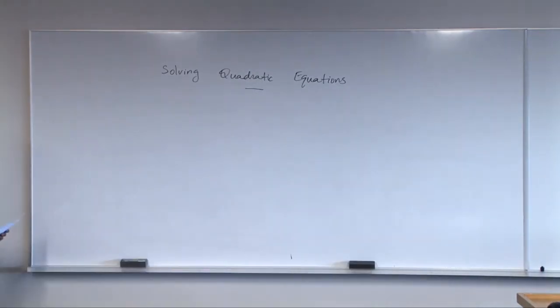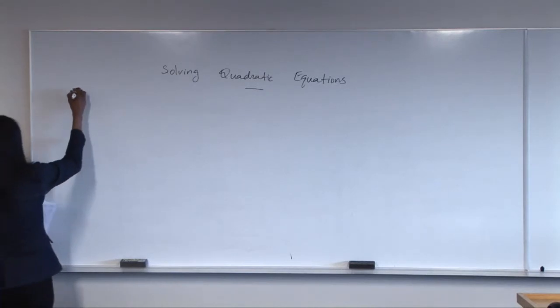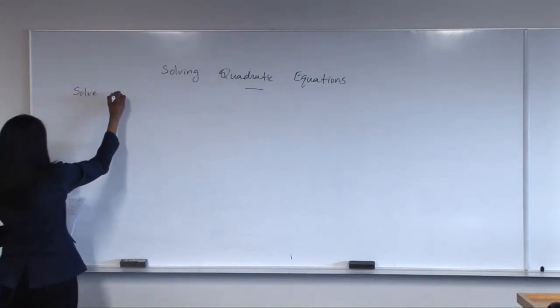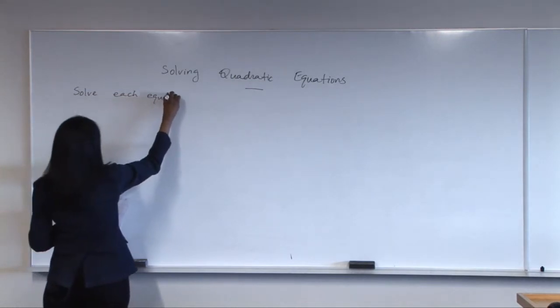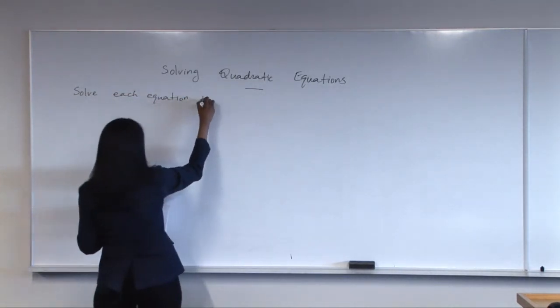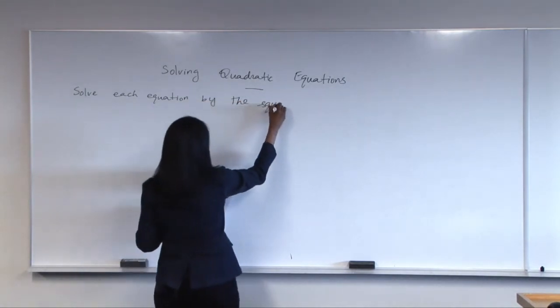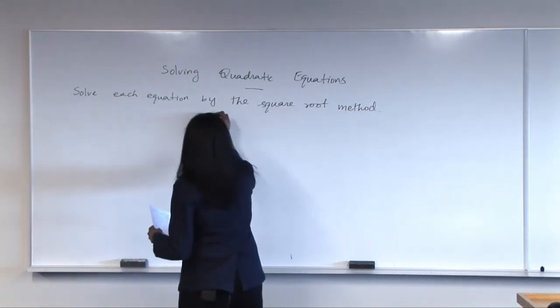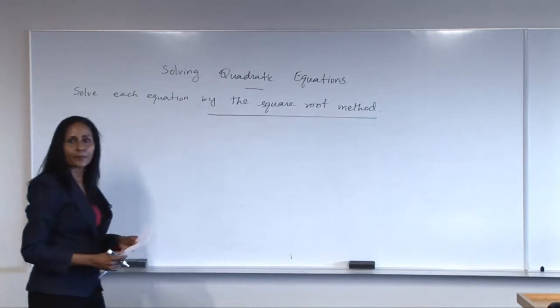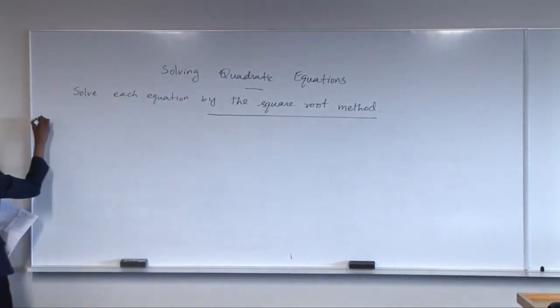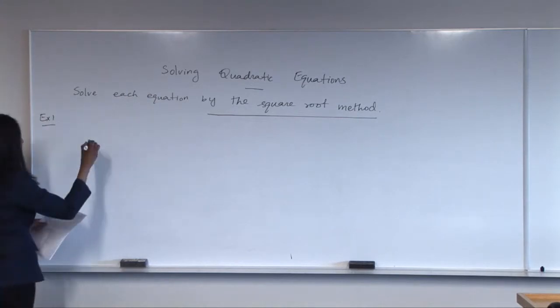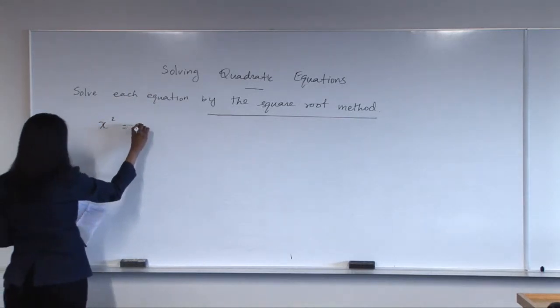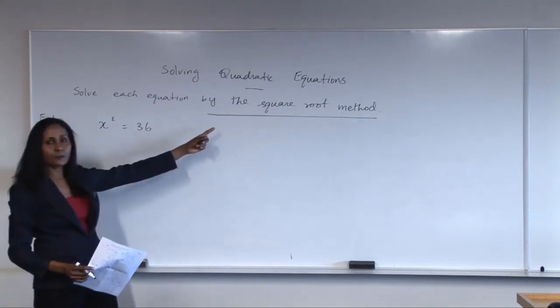Okay, so you saw how to solve quadratic equations by factoring. Now I am going to show you how to solve quadratic equations. Solve each equation by the square root method. Okay, so here, example 1. Solve this equation: solve x squared is equal to 36 by the square root method.